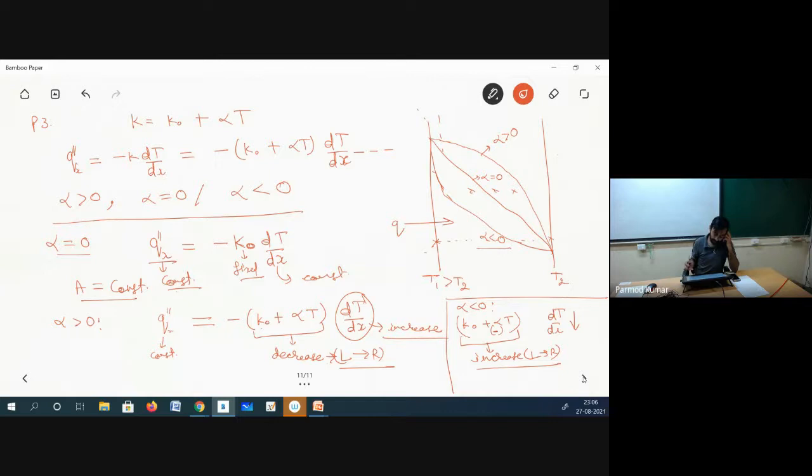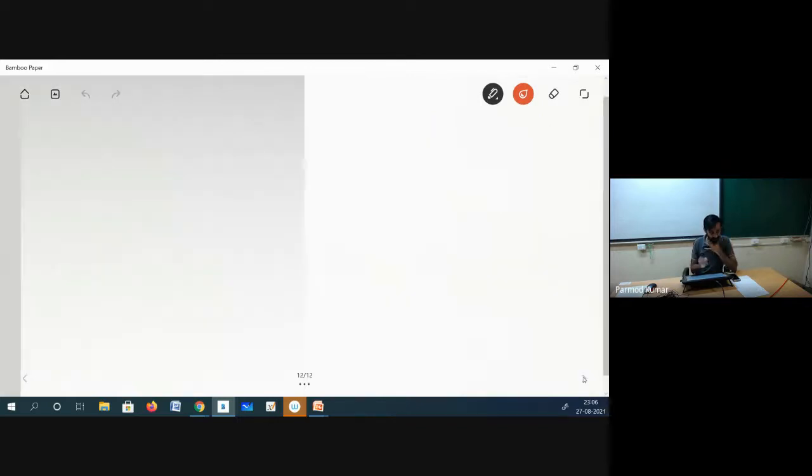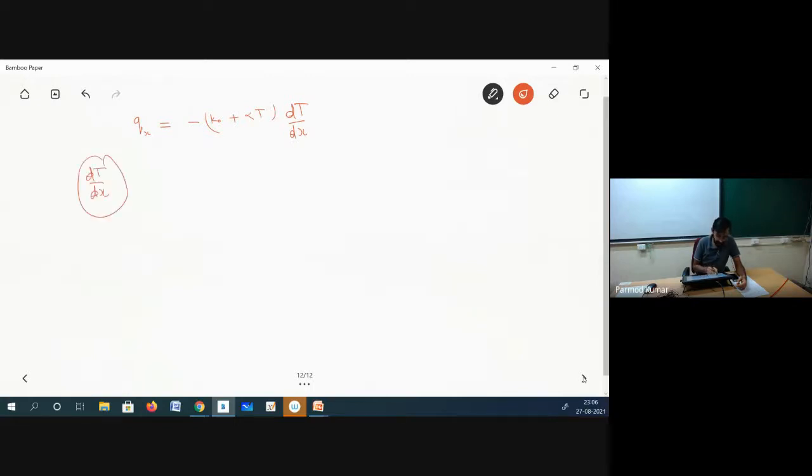Now we can also employ mathematical understanding to answer this question. We had the value of qx equal to minus k naught plus alpha t into dt by dx. Based on the mathematical understanding, I can predict the nature of dt by dx if I know the value of d square t by dx square.